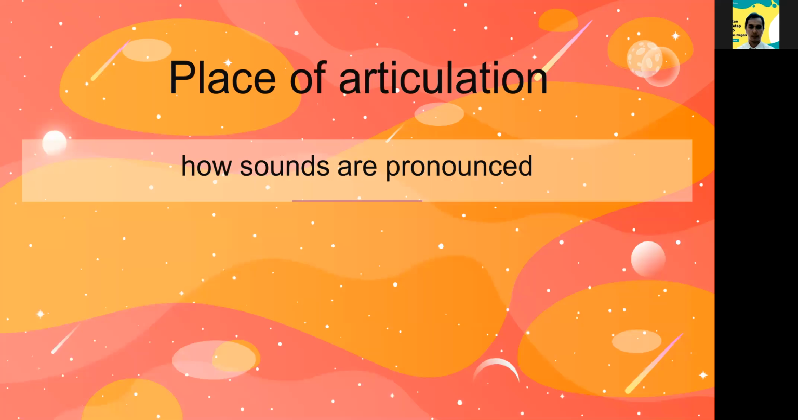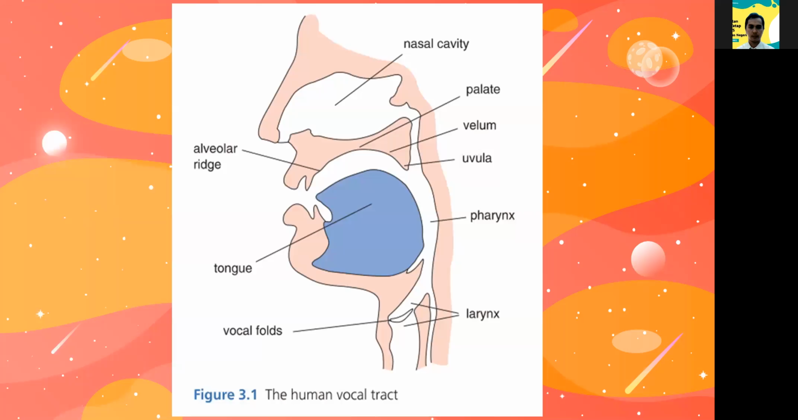The second one is the place of articulation. This is where sounds are pronounced. And this is our human vocal tract. You see here, when you blow air from the lungs or diaphragm, it will pass through the larynx and go to the pharynx. Between the larynx and pharynx, there are vocal folds which will be drawn together or open to produce voiced and voiceless sounds.